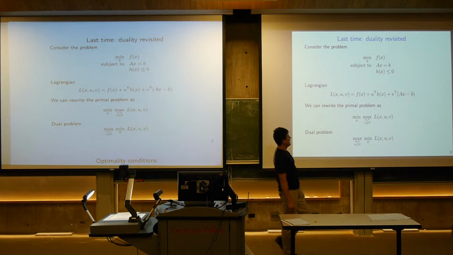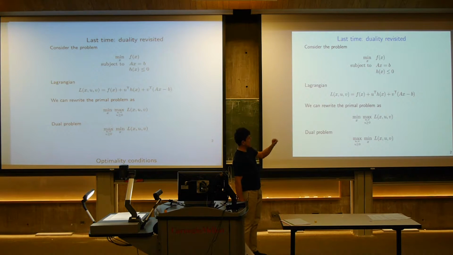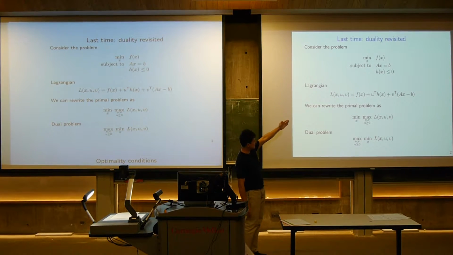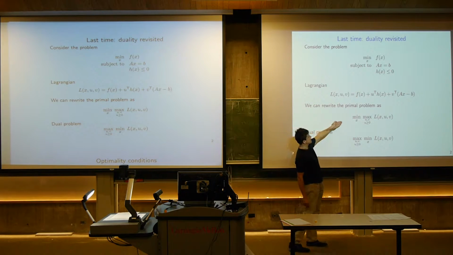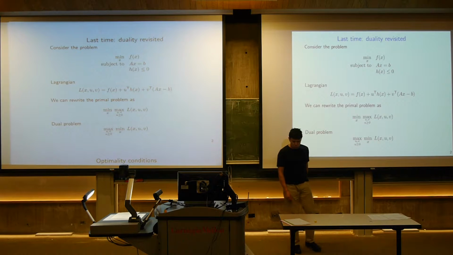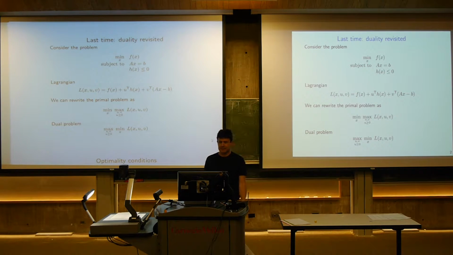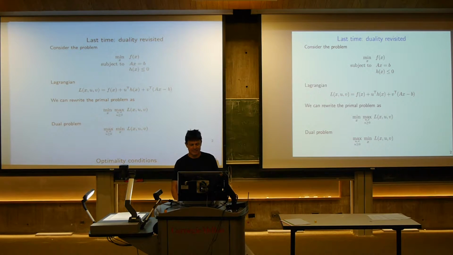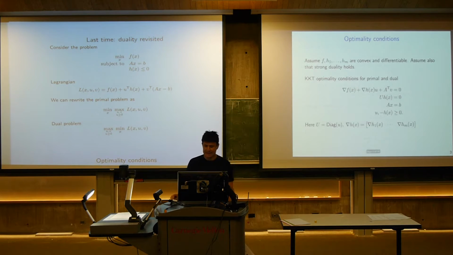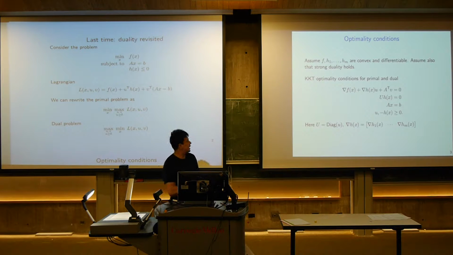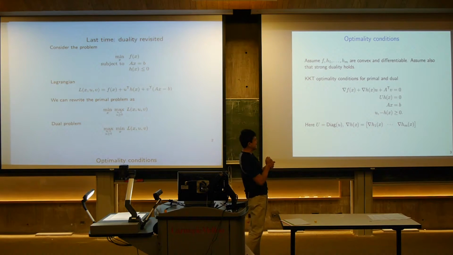Here we have a convex objective and we have some convex inequality constraints. We have the Lagrangian function, and the primal problem can be written this way, min max. Then the dual problem is what we get if we flip maximization and minimization. So let me keep it here, the dual problem.